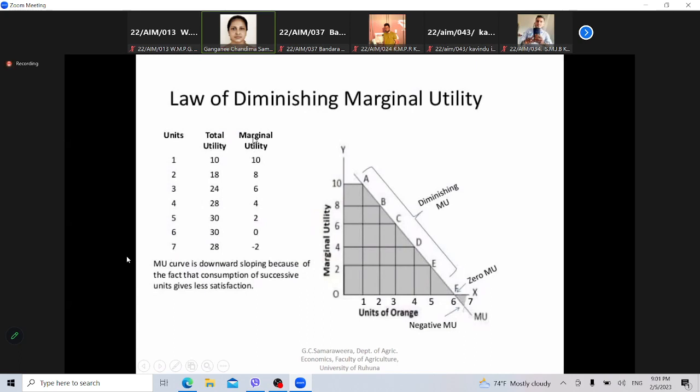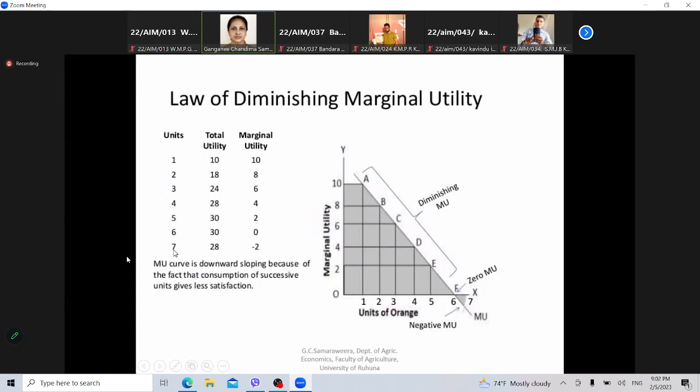But you can see the marginal utility, what we are discussing: adding one unit gives gradually diminishing satisfaction. You can see the difference. Here the difference is 1 unit, the utility difference is 8. Here 1 unit, the difference is 6. Here 1 unit, but the difference is 4. See, gradually decreasing. Here 2. Here 0, because adding one unit gives zero marginal utility.